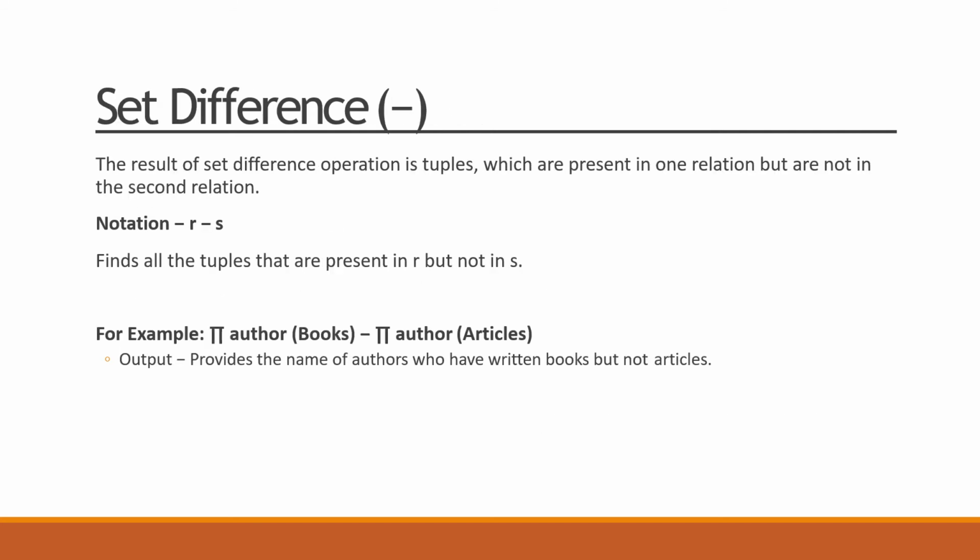Then comes set difference. The result of the set difference operation is tuples which are present in one relation but are not in the second relation. So the notation is R minus S. It finds all the tuples that are present in R but not in S. For example, project author books minus project author articles. So it will provide the names of authors who have written books but not articles, because those authors have been subtracted from the author books.